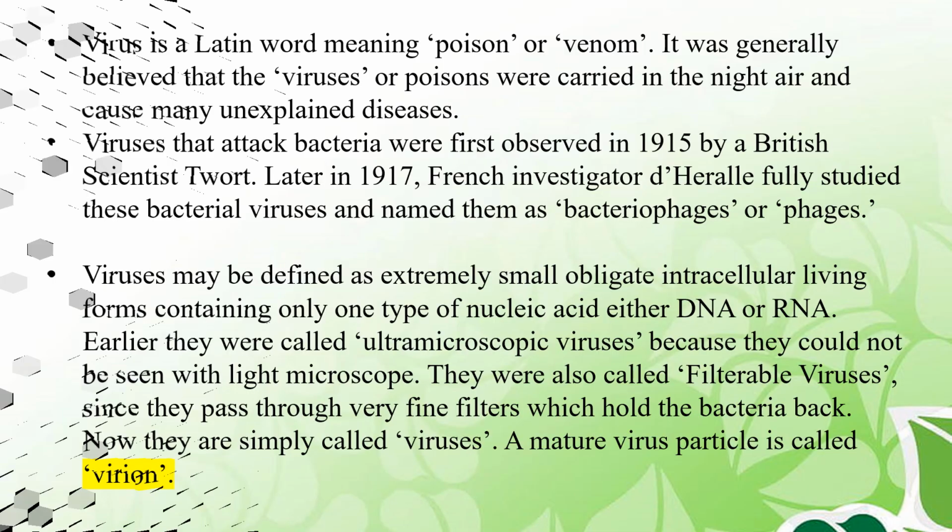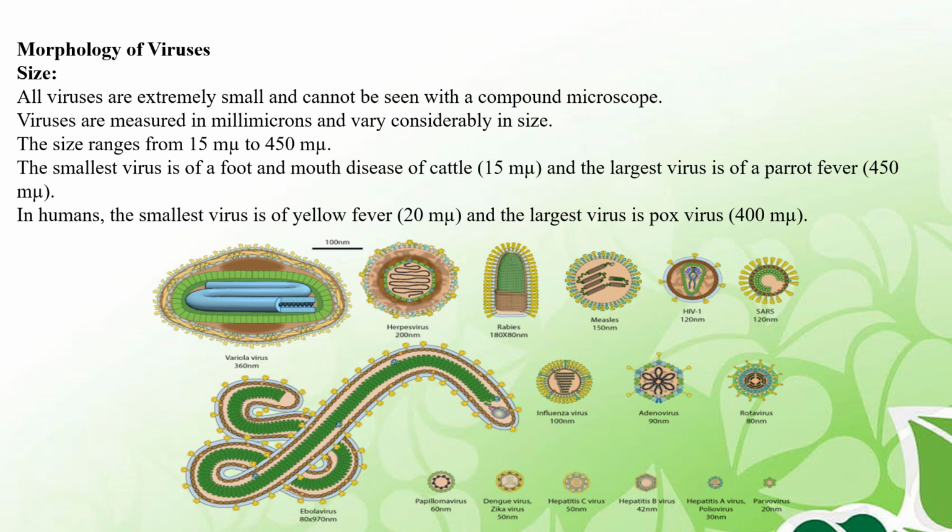Now coming to the morphology of virus, there are different shapes and different sizes of viruses. You can see this elaborated picture. Examples include hepavirus, rabies virus, measles, HIV, SARS, papillomavirus, Ebola virus, dengue virus, hepatitis, etc. All viruses are extremely small and cannot be seen with a compound microscope. They are measured in millimicrons and vary considerably in size. They range from 15 millimicrons to 450 millimicrons, and among them the smallest is foot and mouth disease virus of cattle and the largest one is parrot fever. In humans, the smallest virus is of yellow fever and the largest is pox virus.